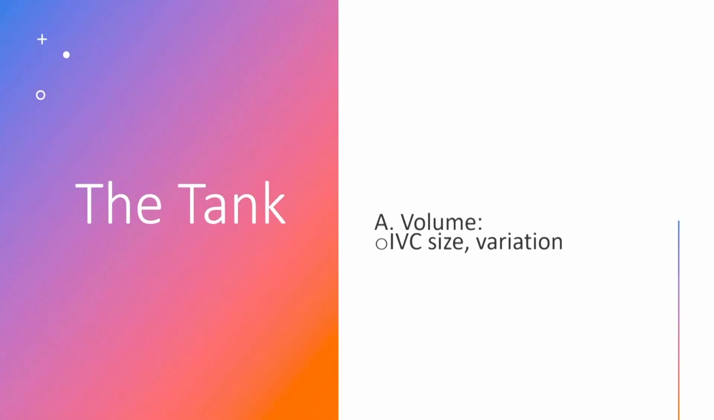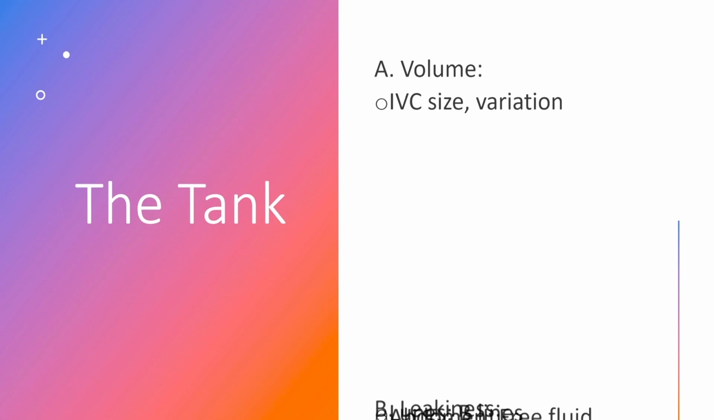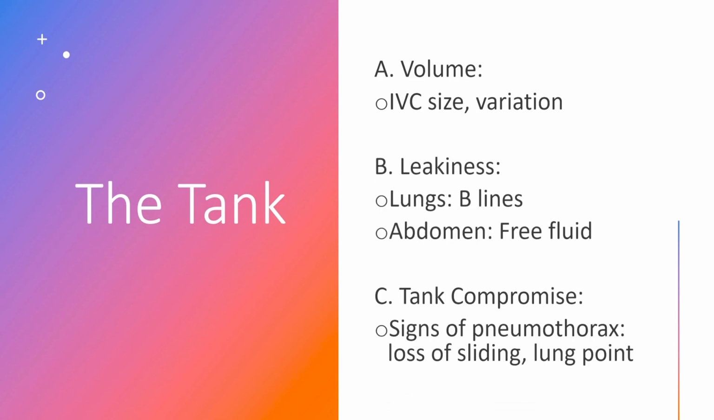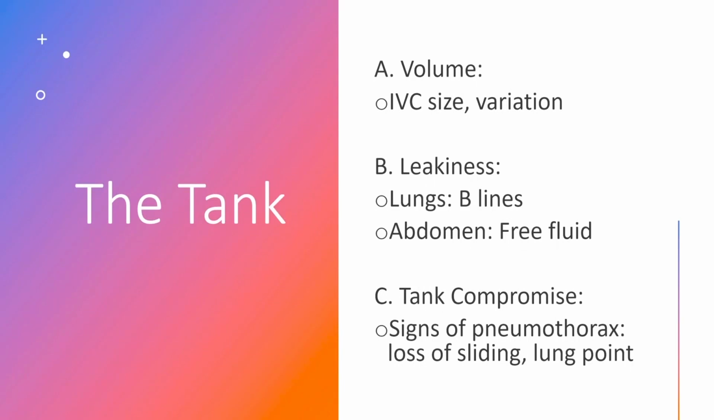Coming to the tank, we're talking about the IVC, size and variation. Most of us see IVC variability, and very happy, give fluids. That is just one part of the story. We should look at the leakiness, which is leakiness within the lung or into the abdominal cavity, and we look at signs of tank compromise in the form of a pneumothorax.